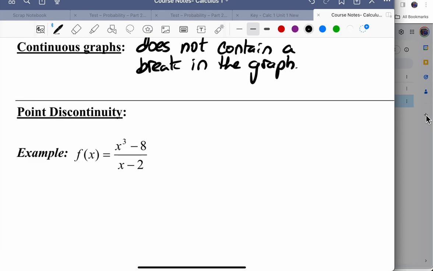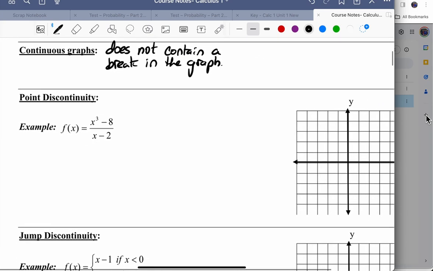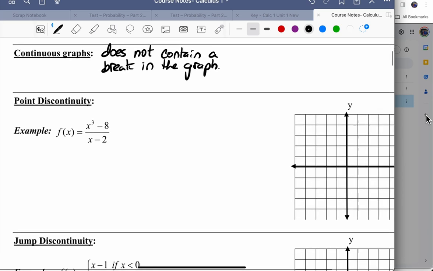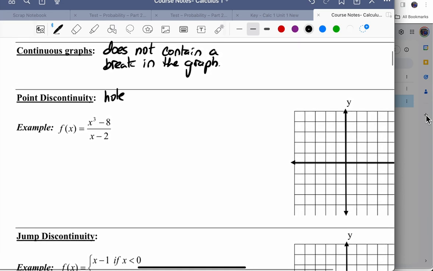It's on the next page if you want to look ahead, but we'll start off with a point discontinuity, also known as a hole in the graph. If there's a common factor top and bottom, then most likely you're dealing with a point discontinuity. So look for a common factor top and bottom.